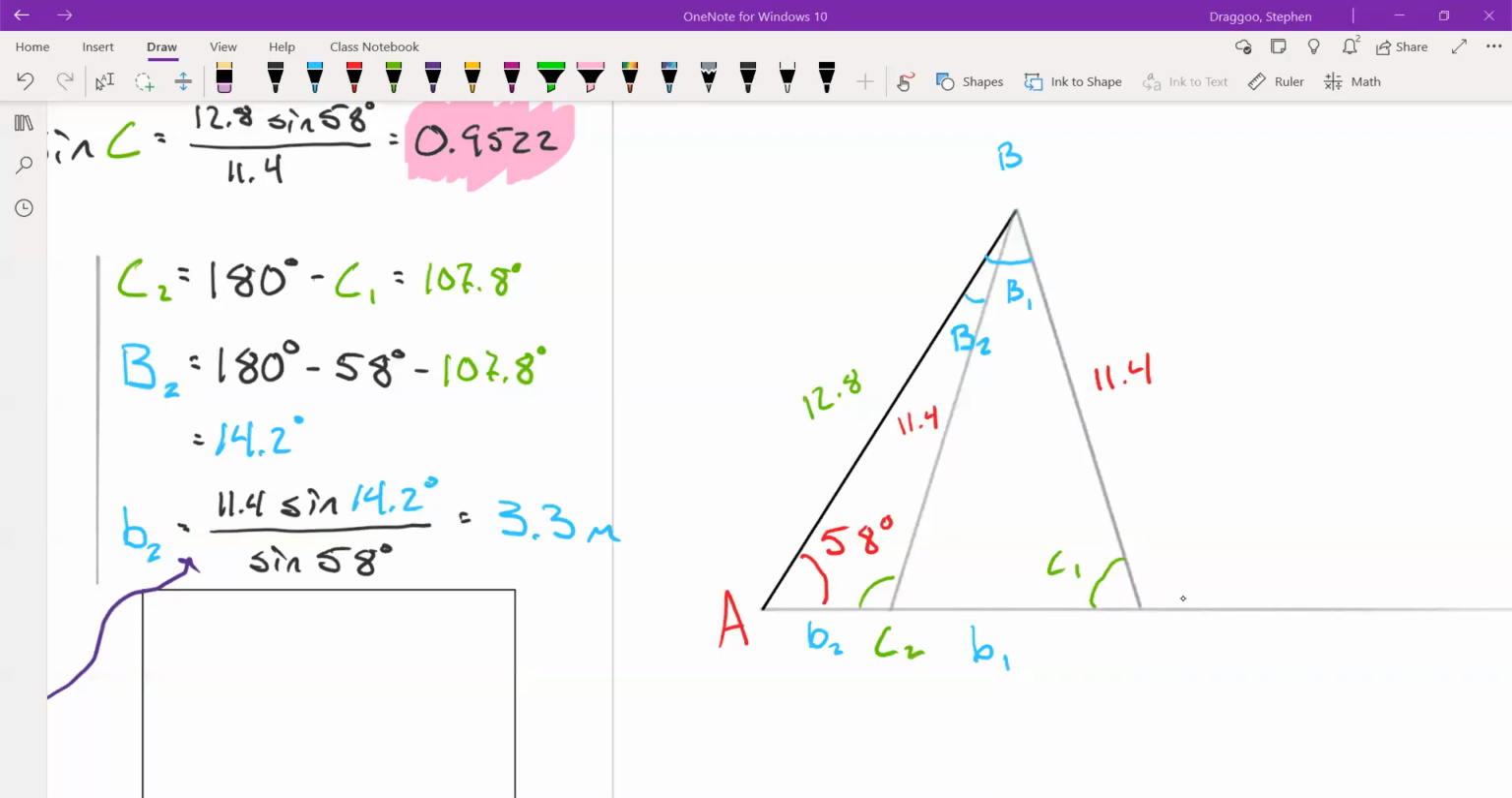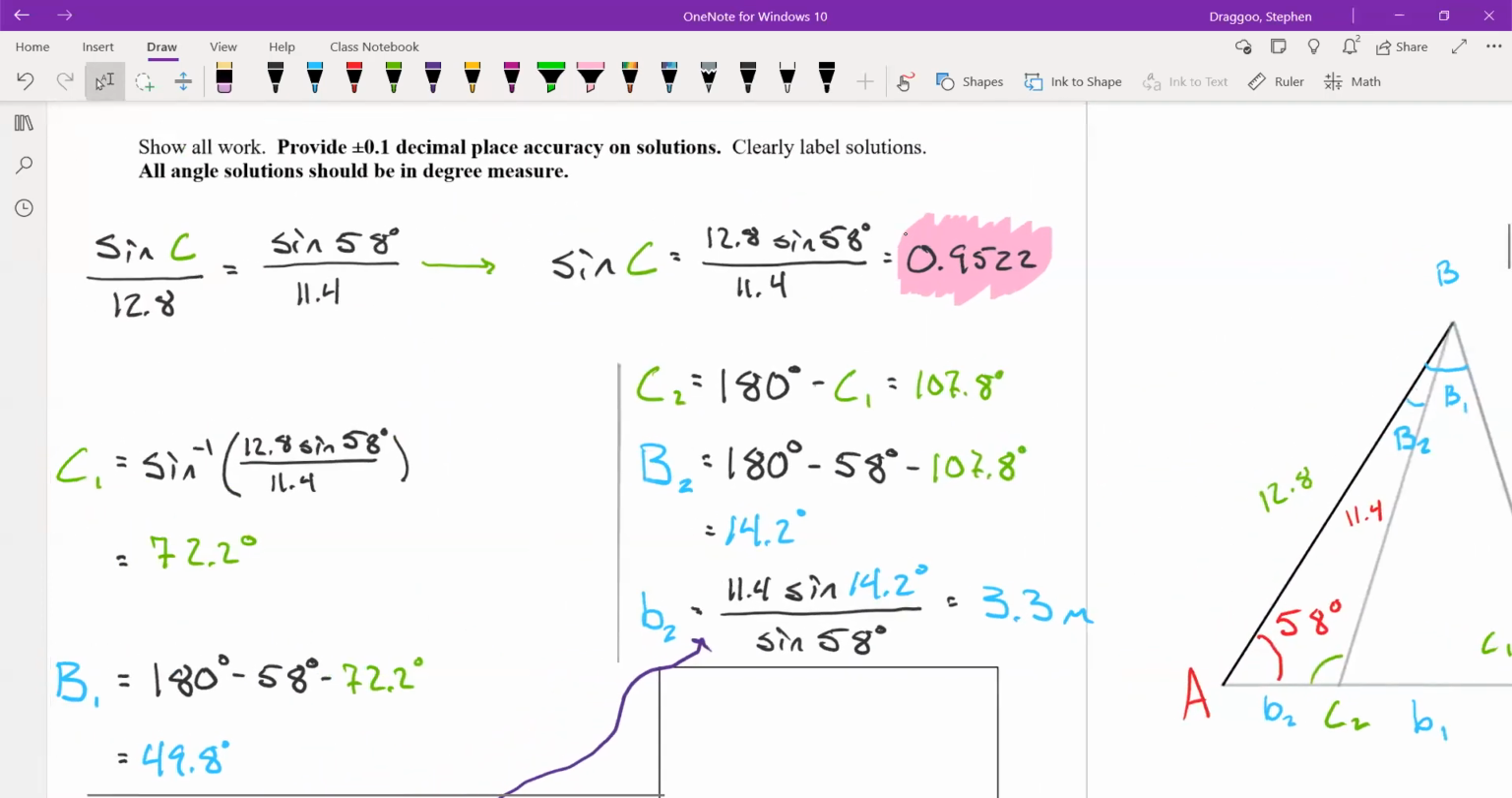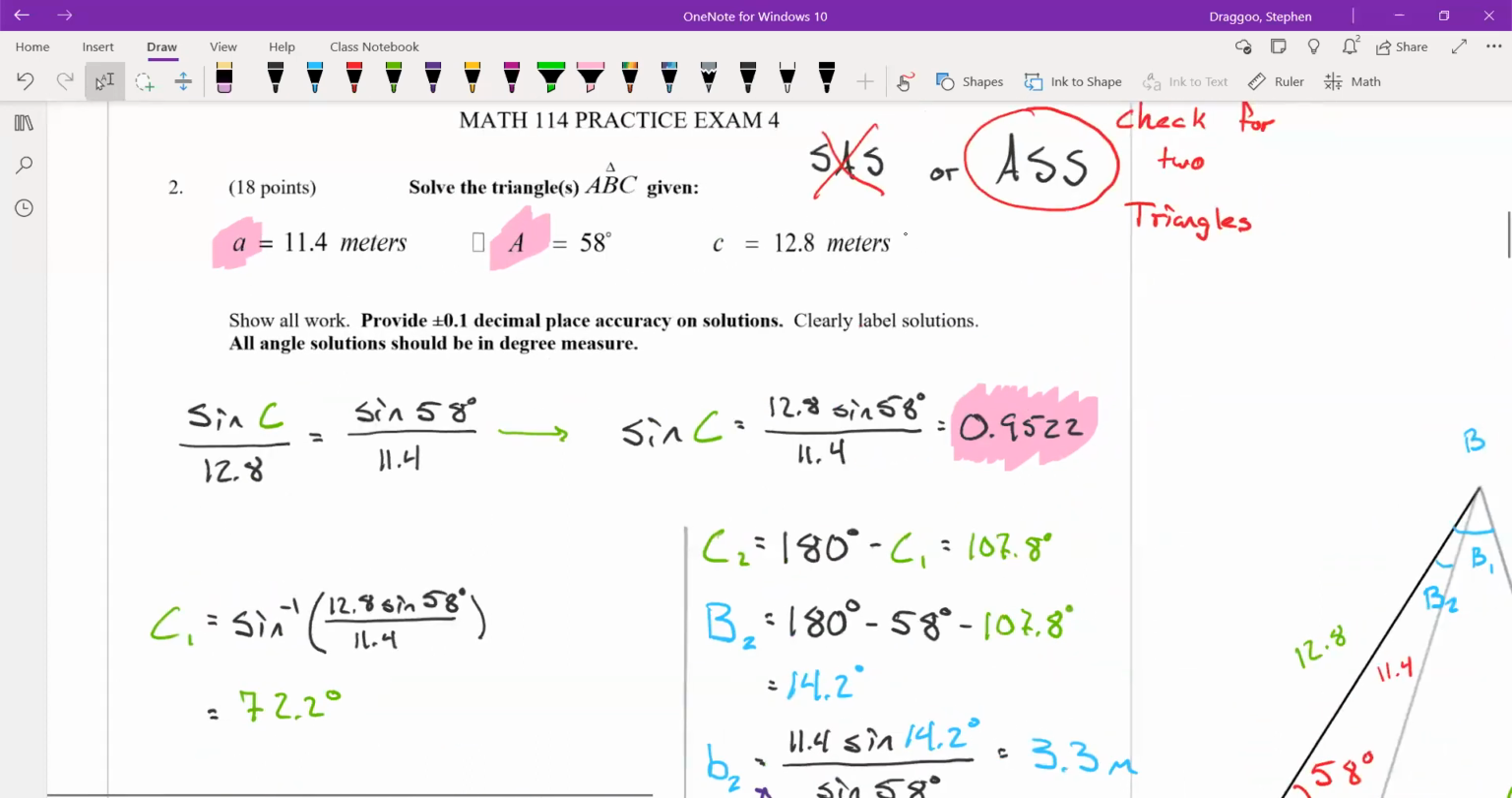How do you know when you're going to have one triangle or two? It's when it's an SSA triangle. When you have one angle and two sides and a letter is repeated, that's when you know you're going to have to solve for two. So S is repeated in the designation of the triangle. That's how you know you need to solve for two.